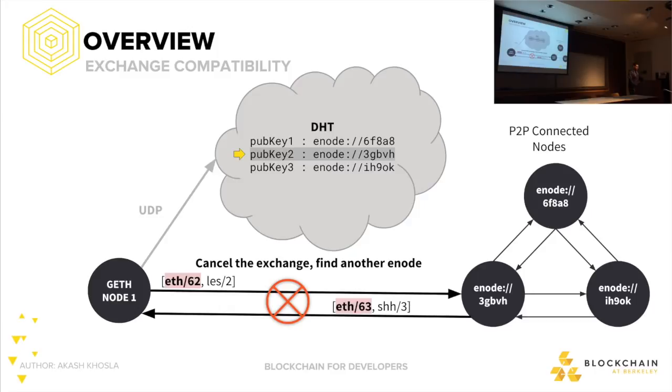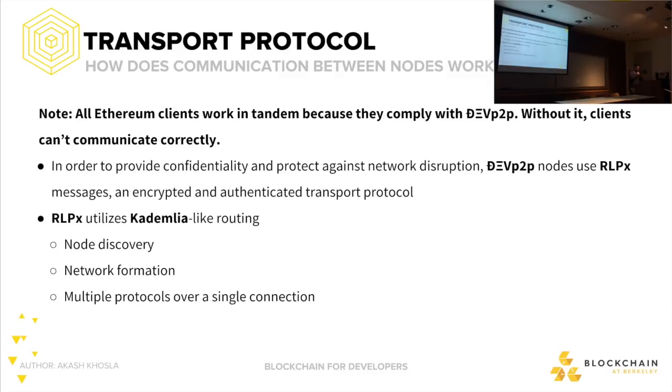So one thing to note about DevP2P is that all Ethereum clients have to comply with it. It is essentially the wire transport protocol for Ethereum. And if you can't speak the same language as other clients, you can't really participate in the whole scenarios they're working in, right? So DevP2P uses something called RLPx, and it's basically just an encrypted and authenticated transport protocol that's under DevP2P, whereas DevP2P is more just the name for the Ethereum client spec. So you can think of them as kind of the same thing.